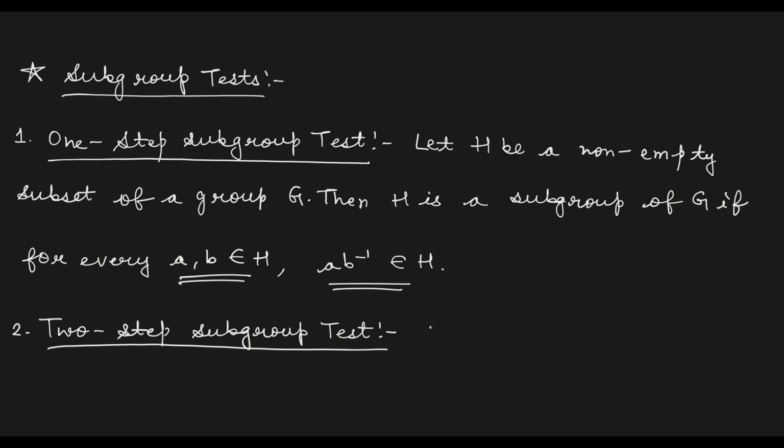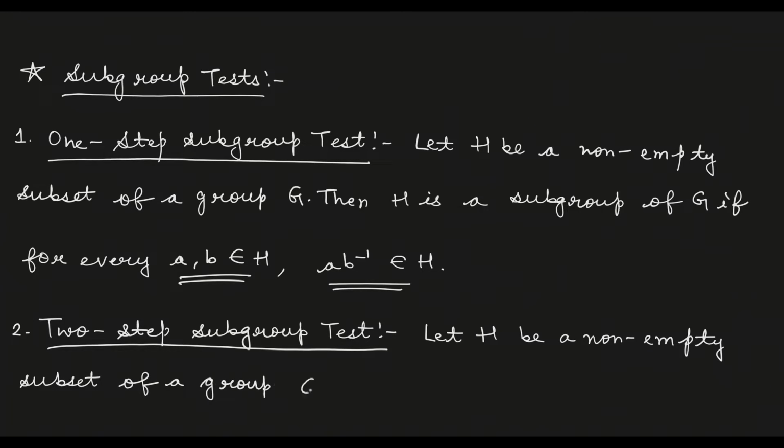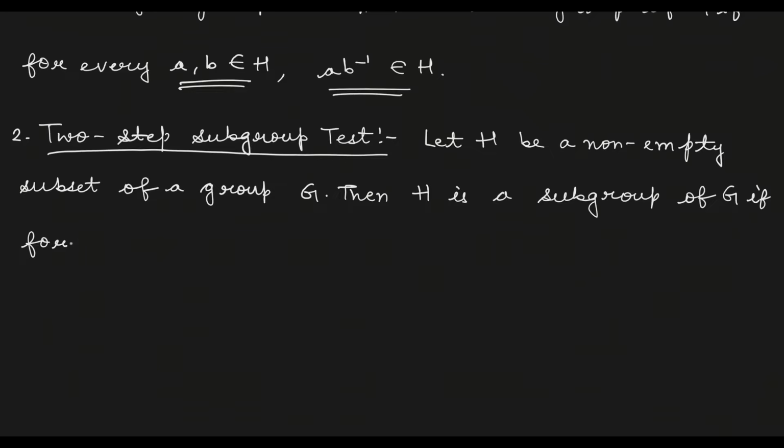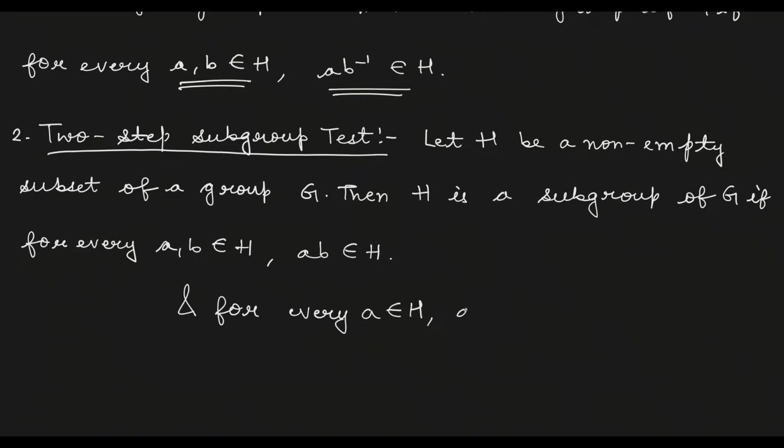Second, two-step subgroup test. Let H be a non-empty subset of a group G, then H is a subgroup of G if for every a, b belongs to H, ab belongs to H, and for every a belongs to H, a inverse belongs to H. The definition which we were telling in the starting, this is closure and this is inverse belongs to H.